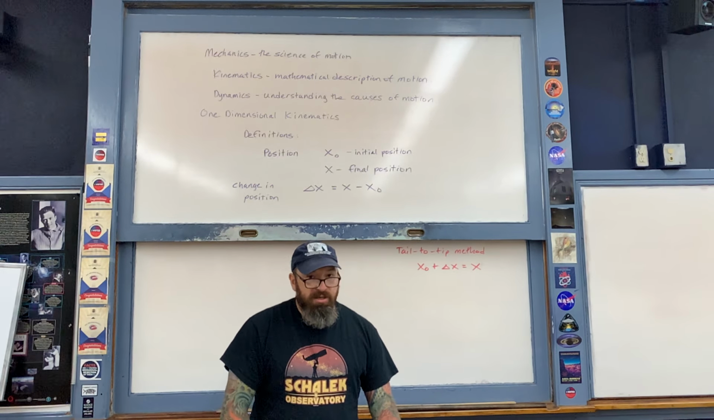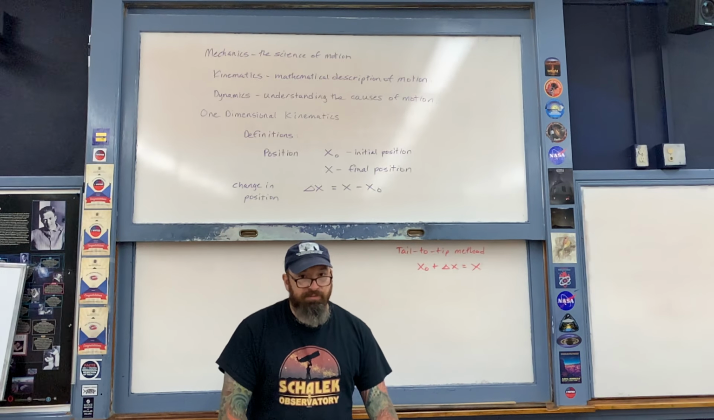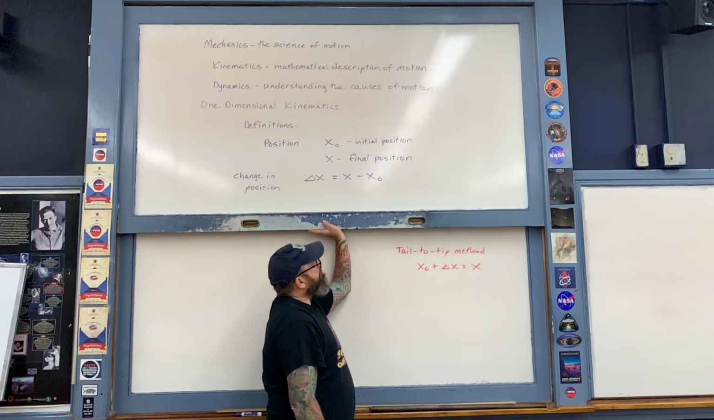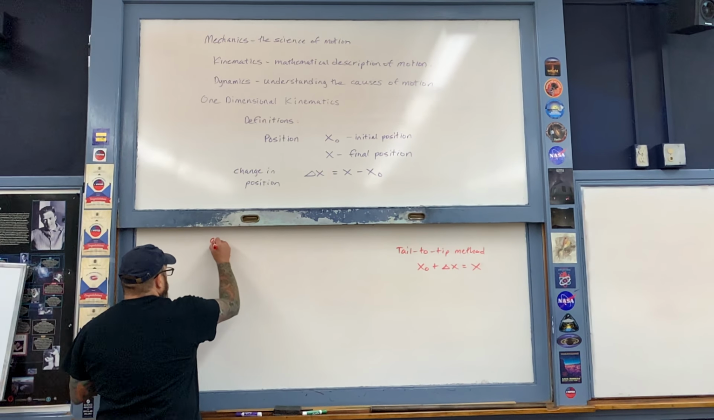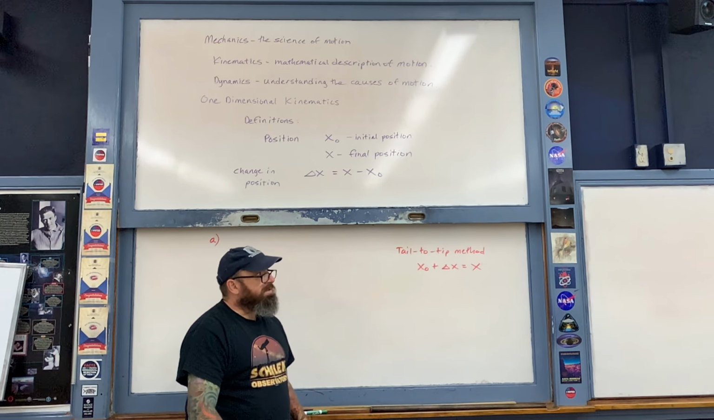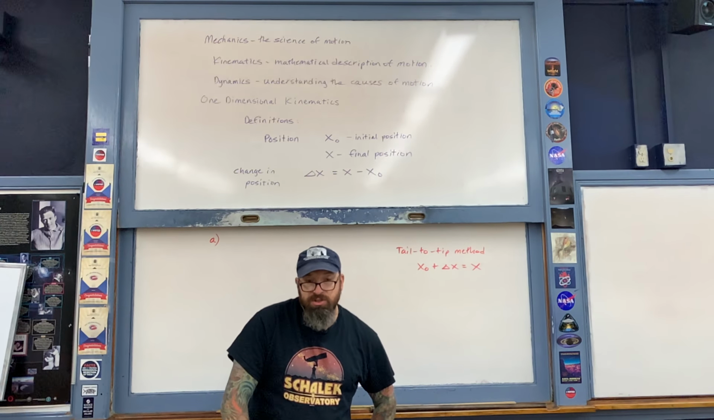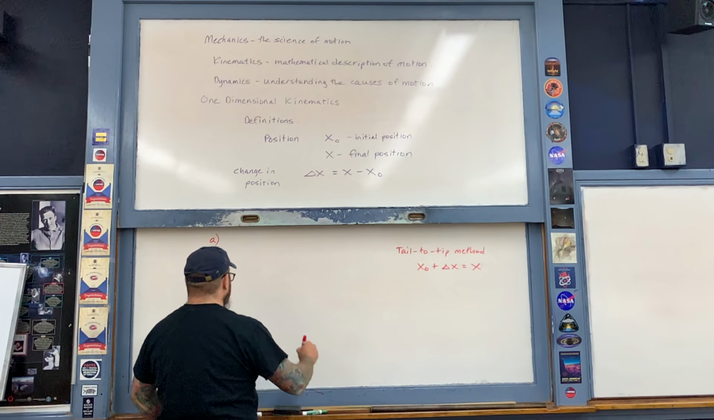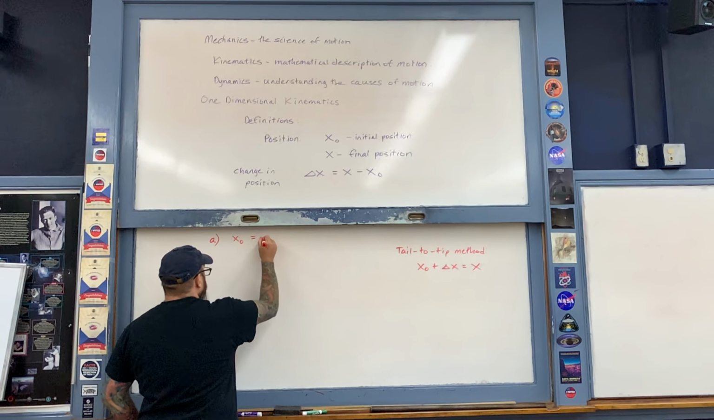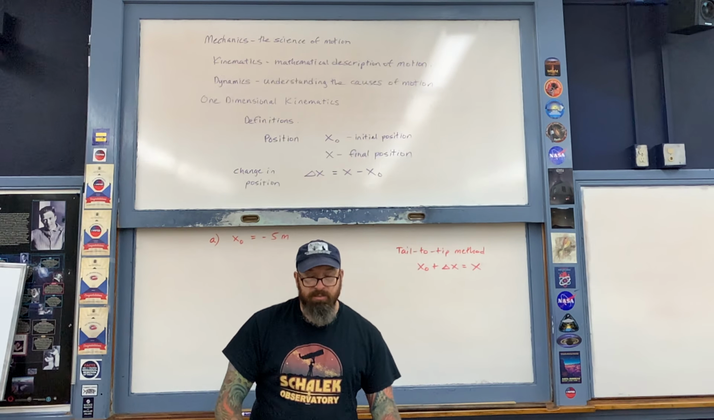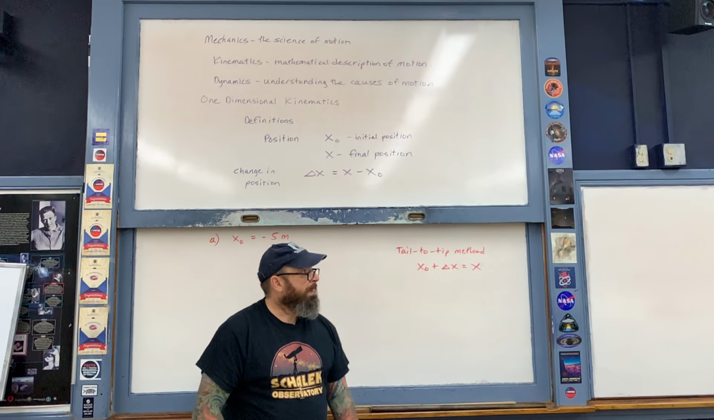In parts A and B, the information is actually already given for us. We just have to identify what is what. So in part A of the problem, it says that the student is initially 5 meters to the left of the origin. That is the student's initial position, x naught. We'll write it, however, as negative 5 meters, where the negative sign indicates that the position is to the left of the origin.